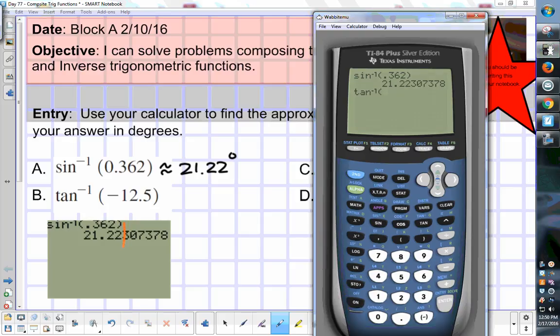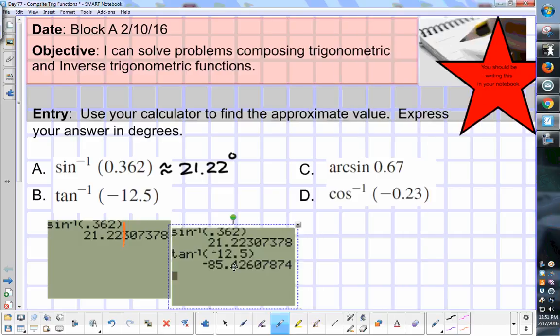So tan inverse of negative 12.5. You may close your parentheses if you want. Don't have to, I believe. Okay, now I have a negative degree measure, and that's okay. So again, 2 decimal places would be right here. And I'm going to have approximately negative 85.43 degrees.